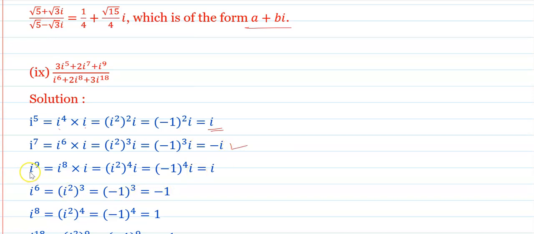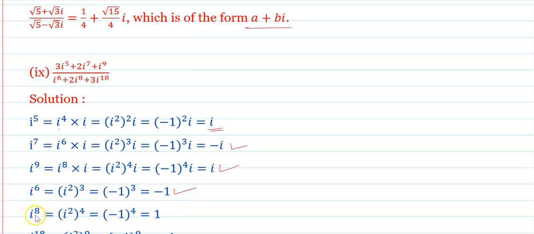i raised to 9 means what? i raised to 8 into i. i raised to 8 can be written as i square bracket raised to 4. But i square is minus 1, raised to 4 means what? 1 into i, you will get i. i raised to 6 means what? i square bracket raised to 3. i square is minus 1 raised to 3 means what? You will get here minus 1.